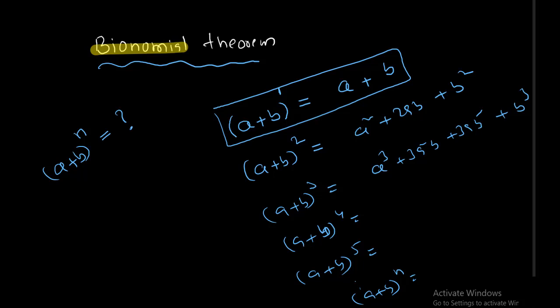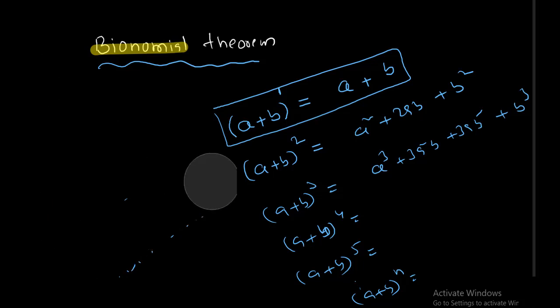Without using any theorem, how can you find it? (a plus b) should be multiplied repeatedly 4 times, or (a plus b) into (a plus b) cube, or (a plus b) into a cube plus 3a square b plus 3ab square plus b cube. After multiplying, you will get this. But by using the binomial theorem, directly you can write the expansion of (a plus b) whole power 4.